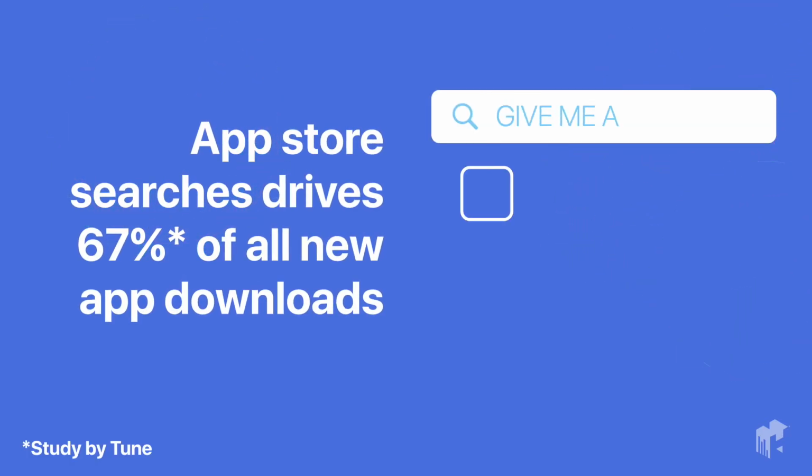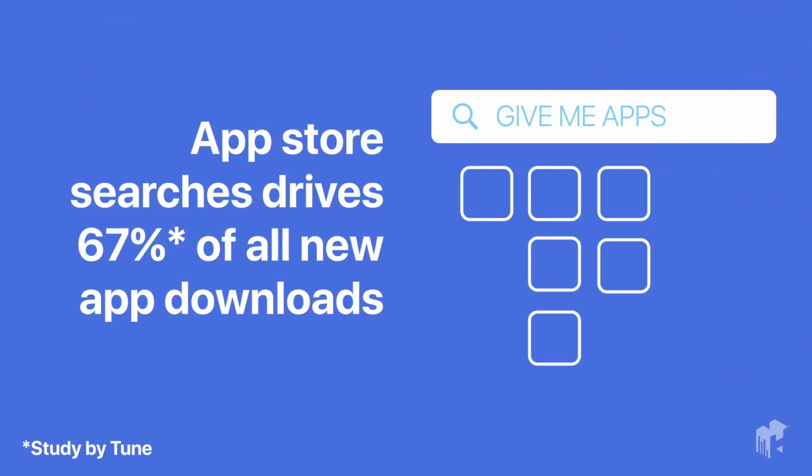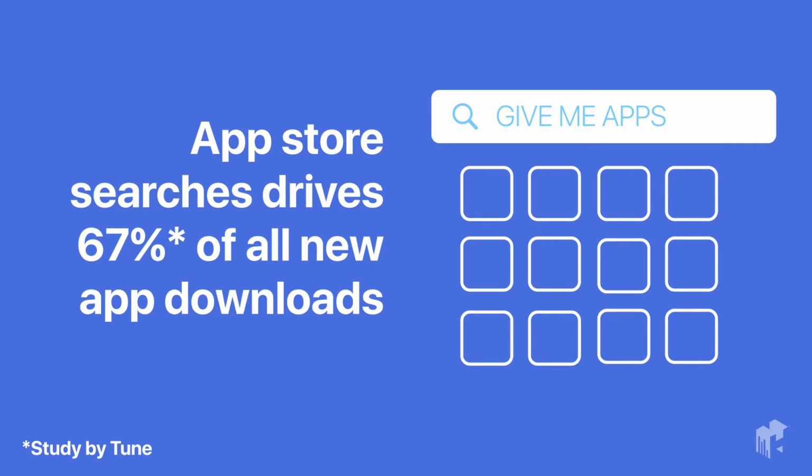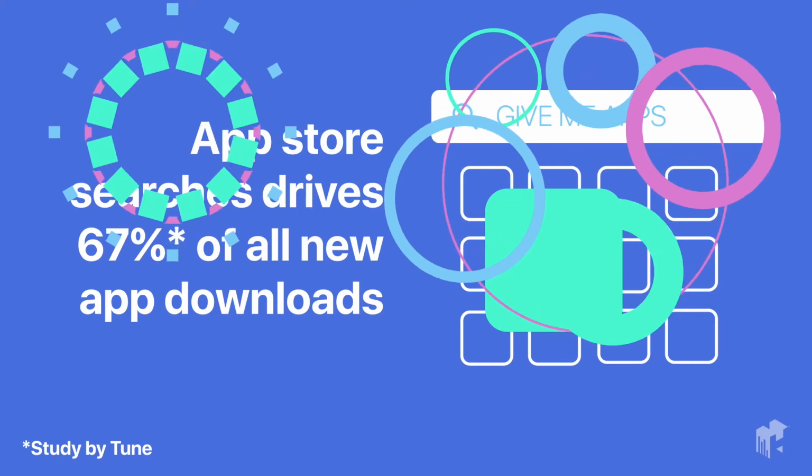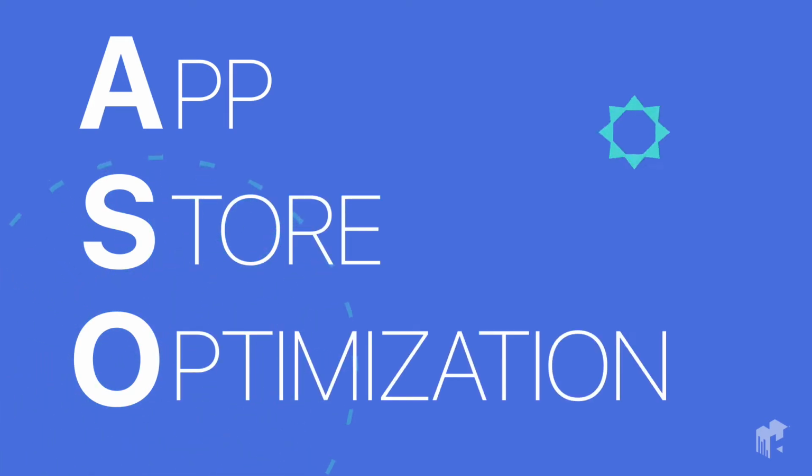The number one way that users discover and download new apps is through a simple search on the app stores. In fact, this method has been found to drive a massive 67% of all new app downloads. But this doesn't just happen by magic. To make sure your app is being seen by your target audience, you need to dedicate both time and energy into something known as App Store Optimization, or ASO for short.